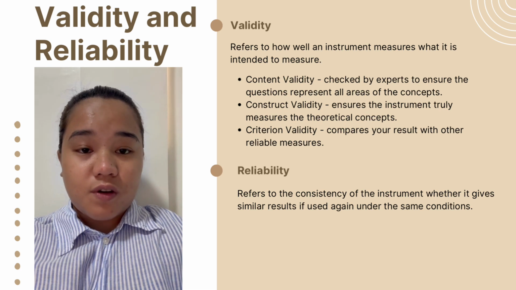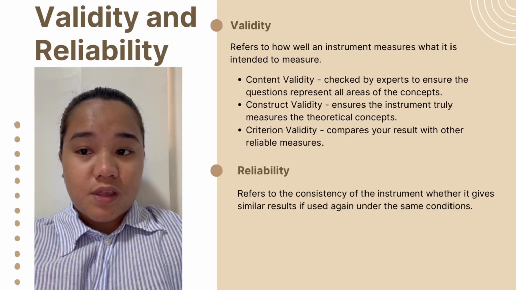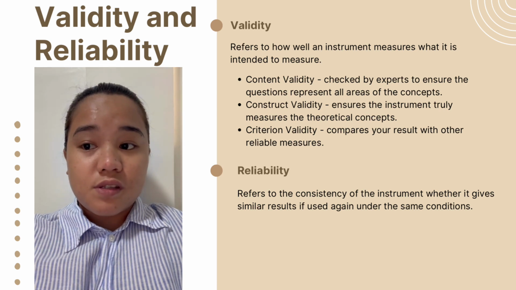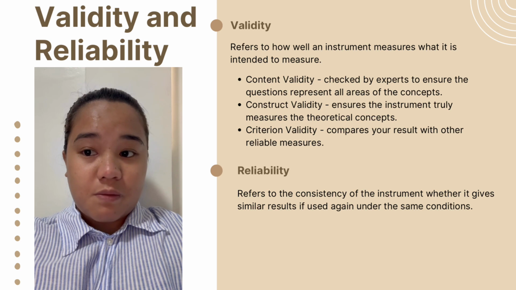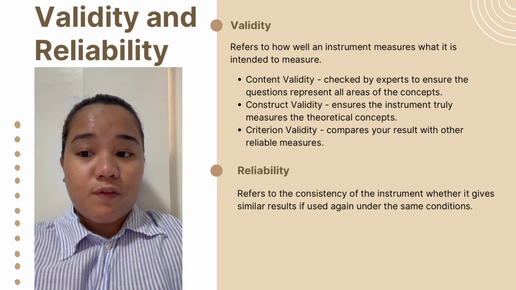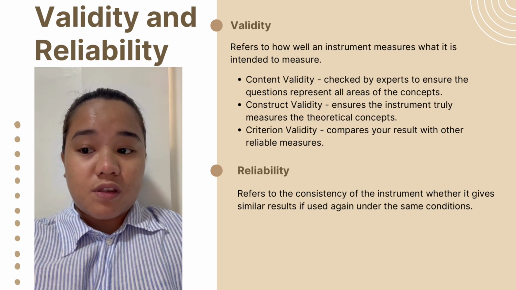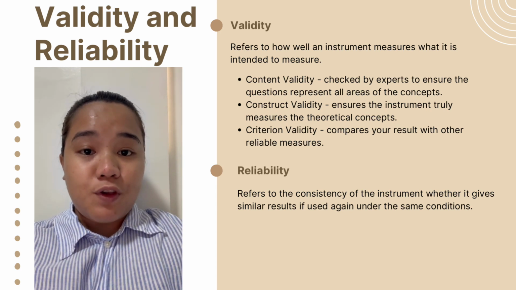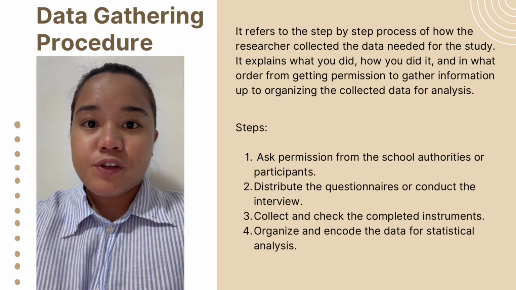Second is the construct validity. It ensures the instrument truly measures the theoretical concepts. Third is the criterion validity. It compares your result with other reliable measures. Next is the reliability. It refers to the consistency of the instrument, whether it gives similar result if used again under the same condition. So next is the data gathering procedure.